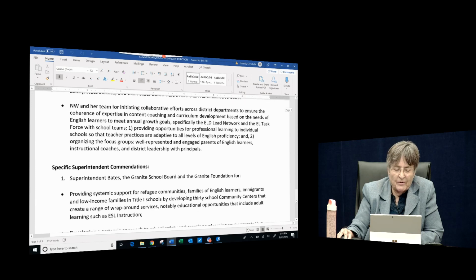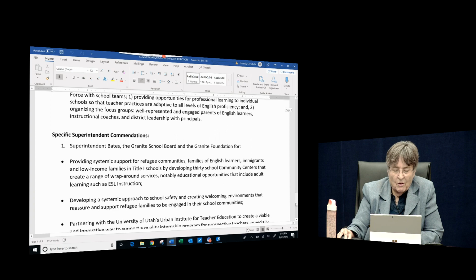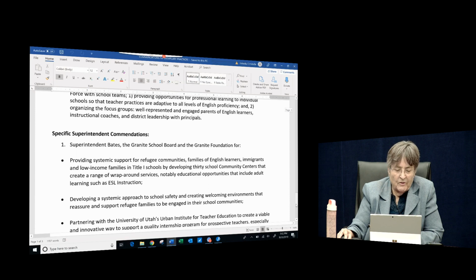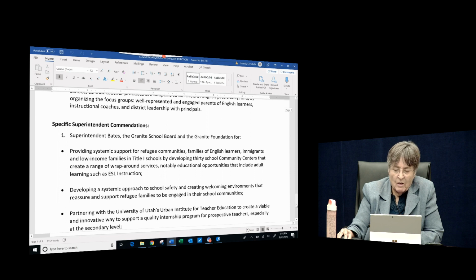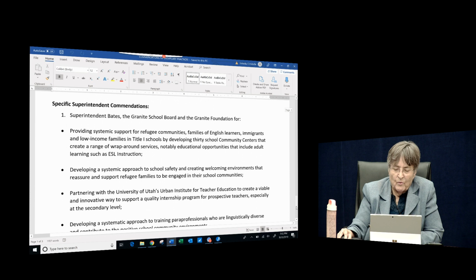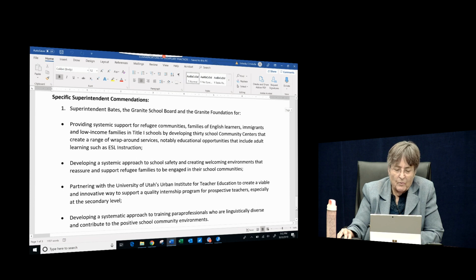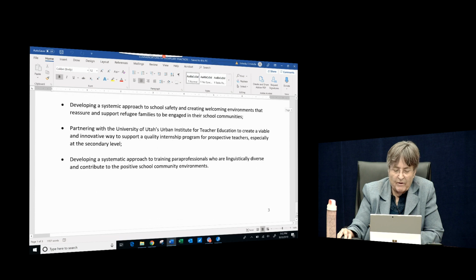And there are other district people who've done amazing things, like creating an ELD lead network and really working together across district departments, which is a critical need, so that there's not siloed approaches to literacy and then the ALS directors or the people who have EL expertise are left out. This was a specific superintendent commendation, and the school board and the Granite Foundation for really providing a commitment to refugee families and communities.